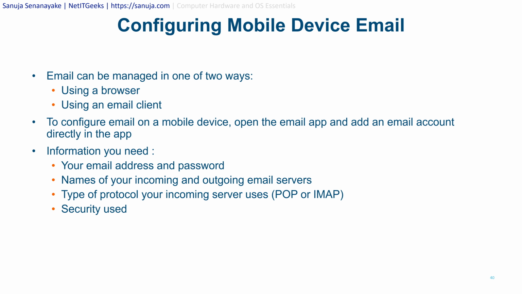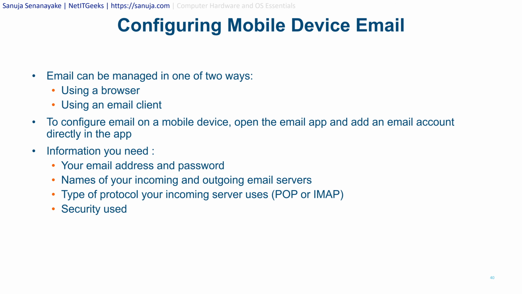Next, we're going to look at configuring mobile device email. Email can be managed in one of two ways: either using the web browser in your mobile device or using an email client. Obviously, using an email client is more efficient because it is a purpose-built application to access email, and it allows your end user to receive emails on the go. Instead of accessing a web browser, if you have the email client, as soon as an email comes in, he or she will get a message right then when it is received.